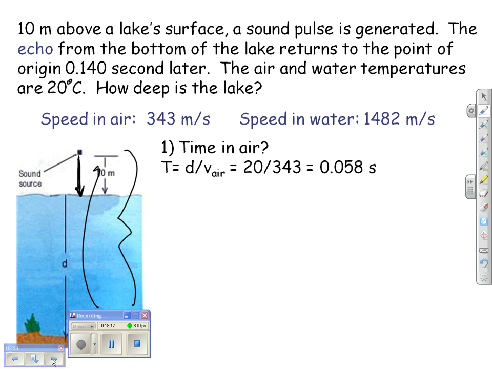With that information, I could find out how long it was in the air, because I could use the formula V equals D over T.